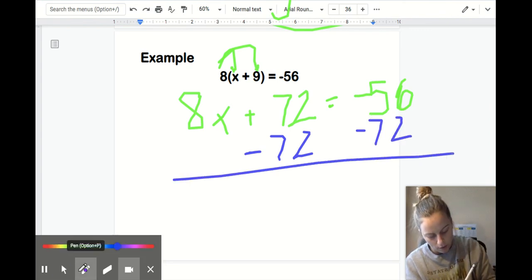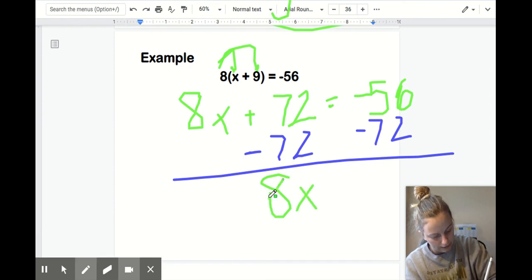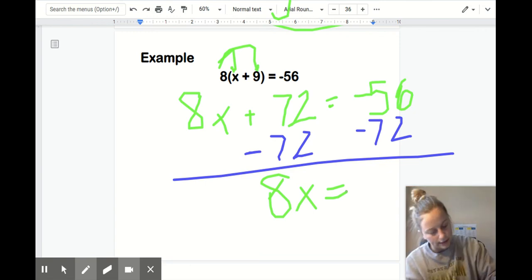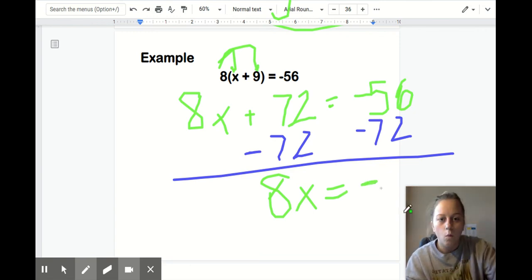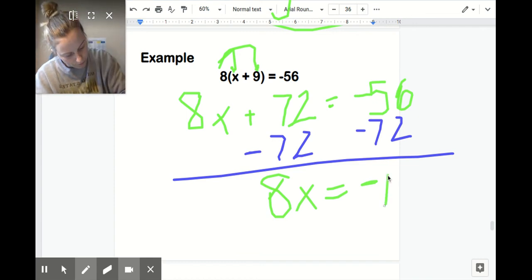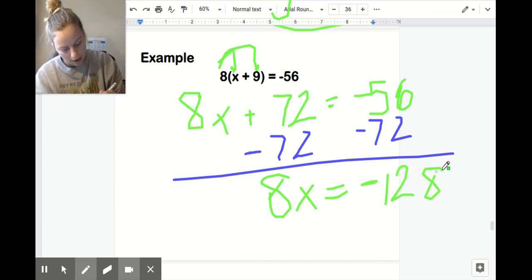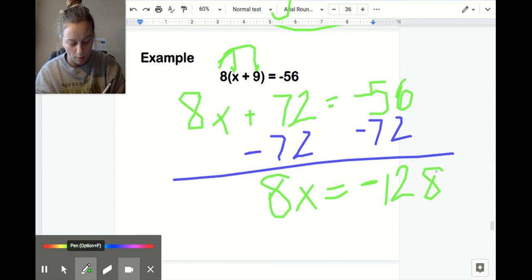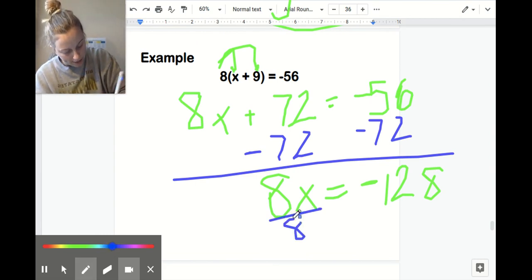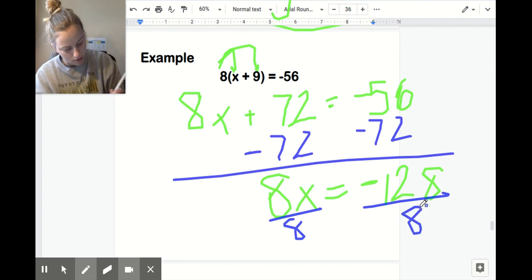My new equation is 8x equals, I have a calculator, I'm going to just type it in, negative 56 minus 72 is going to give me negative 128. I'm not done because x is still not all by itself, and that's our goal here. So I'm going to divide both sides by 8 to get x all alone.